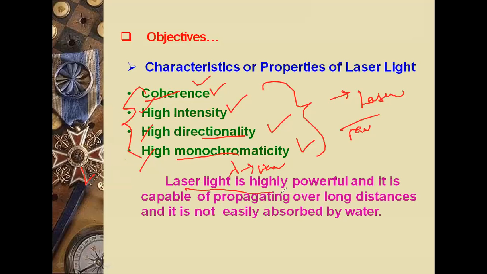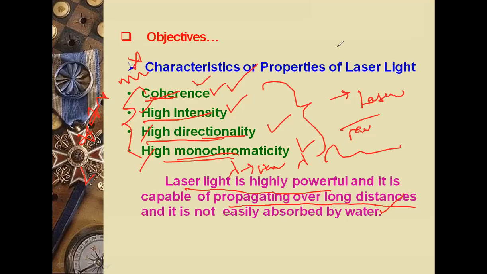So laser light is highly powerful. It is capable of propagating over a long distance and it is not easily absorbed by water. See, very, very important properties. These you have to remember, Nana. What are the basic properties of laser? High coherence, sir. Coherence is matching, Nana. Vibrating same particles. High intensity, of course you know the red laser, blue laser, lot of lasers are there. High directionality, it goes a long distance. High monochromatic means single wavelength, single frequency vibrates.